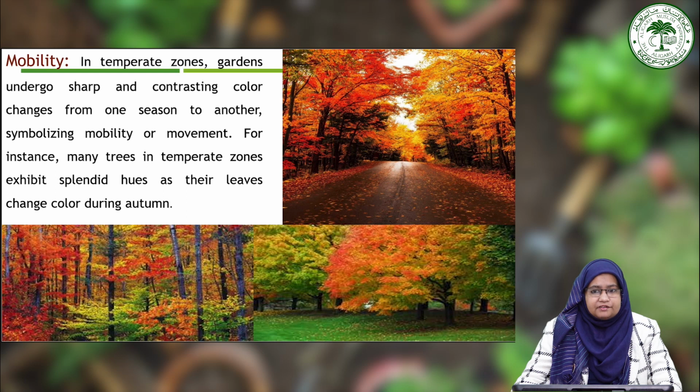Mobility. In temperate zones, gardens undergo sharp and contrasting color changes from one season to another, symbolizing mobility or movement. For instance, many trees in temperate regions display stunning hues as their leaves change color during autumn. As we can see, this is the mobility in the temperate region, showing beautiful orange and reddish color during the seasons.